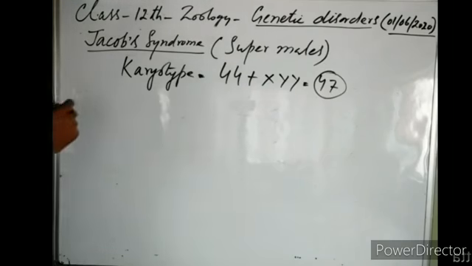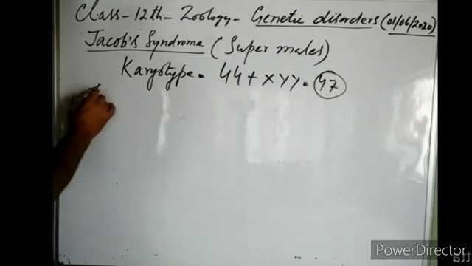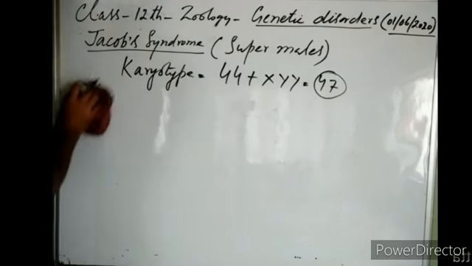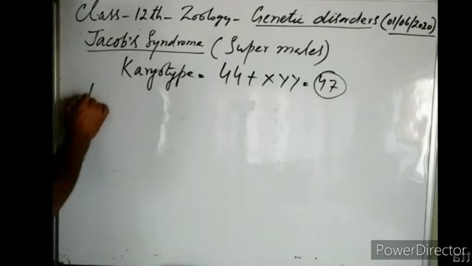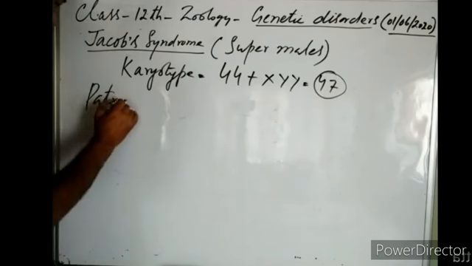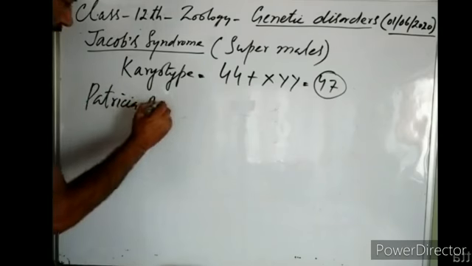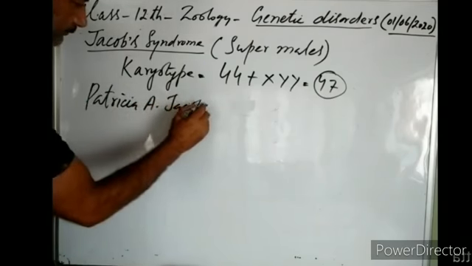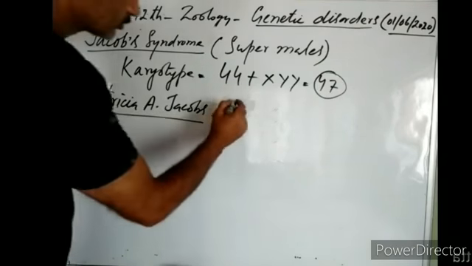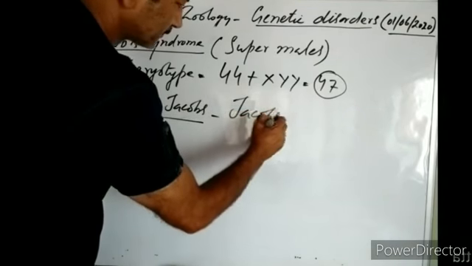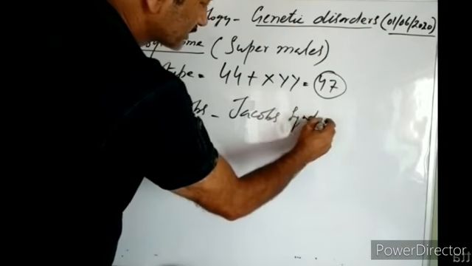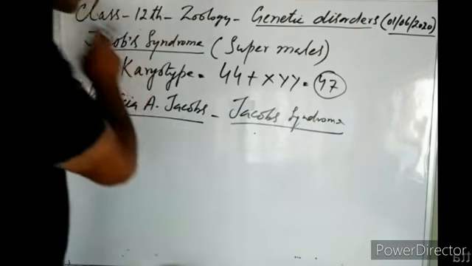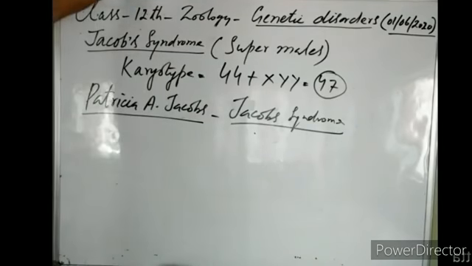This condition was again reported by Patricia A. Jacobs. It was first reported by Patricia A. Jacobs. That is why we call it Jacobs syndrome, because it was discovered by Patricia A. Jacobs in 1959.